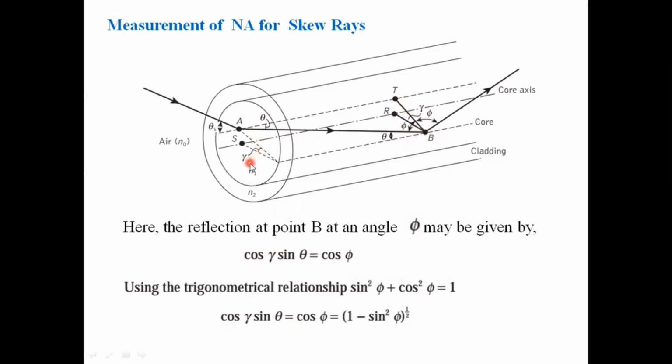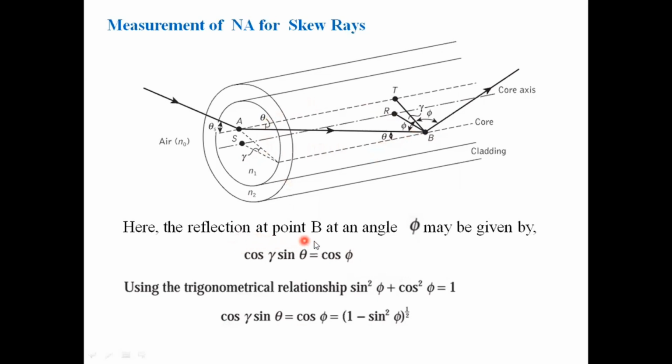Then again, on the input side, we can find the gamma angle between the center axis of the core media and the light projection area, and the theta angle between the top surface parallel line and the ray projected AB. We can identify sin theta, here sin gamma, here cos phi. Based on these three parameters, we can calculate the numerical aperture of skew rays.